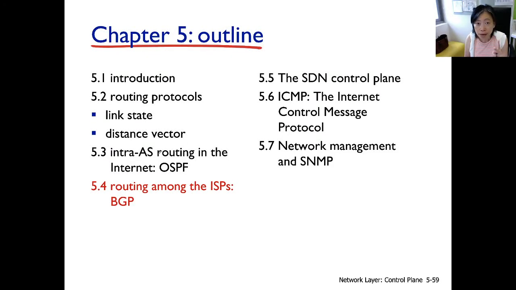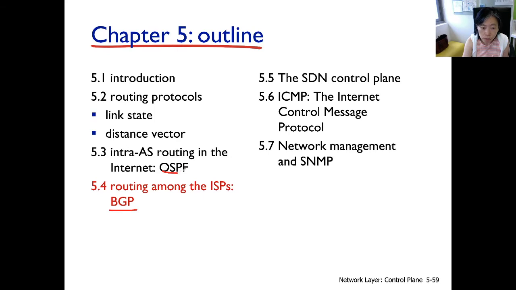Now the second big category, the inter-AS routing. There's in fact just one protocol defining the category, the BGP. Now this is also the routing protocol that runs on all these gateway routers, okay, that are higher in the internet routing hierarchy.